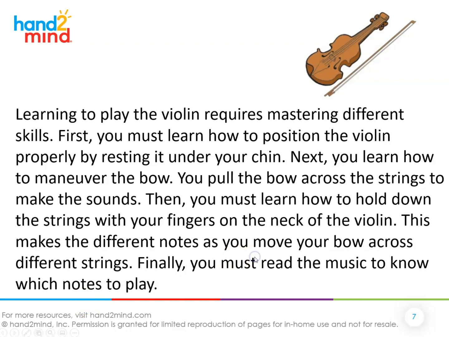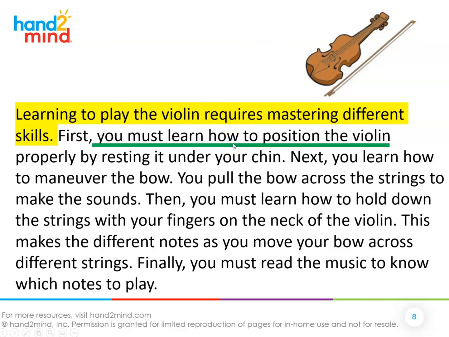Well, when I look at the text, one of the first things that stands out to me is the first sentence. Learning to play the violin requires mastering different skills. When I read through the text, it seemed like I was learning about the steps that you need to take to play the violin. For example, it said that first you must learn how to position the violin under your chin, and then you had to learn how to move or maneuver the bow by pulling the bow across the strings to make the sounds.